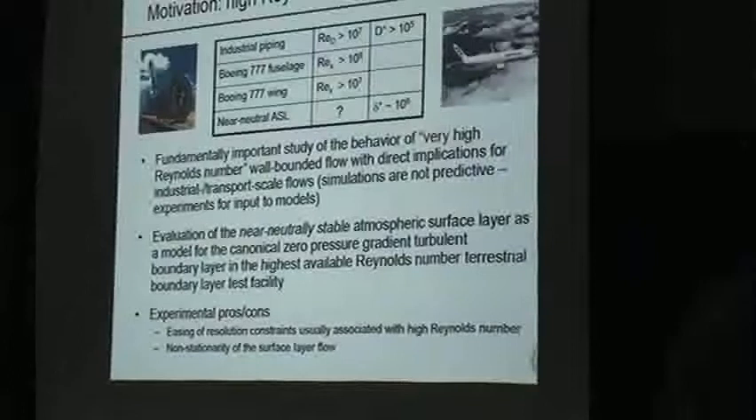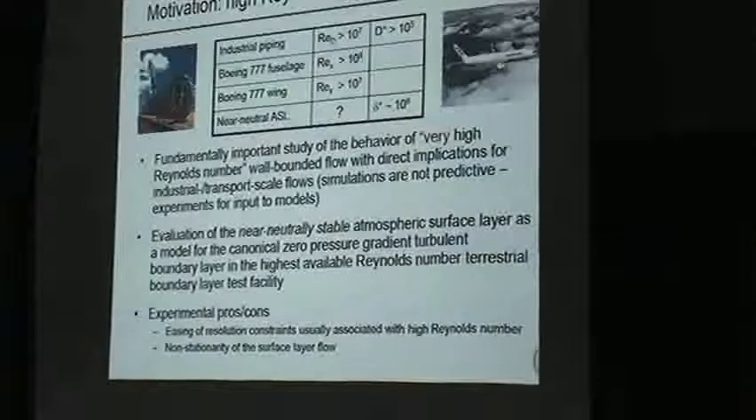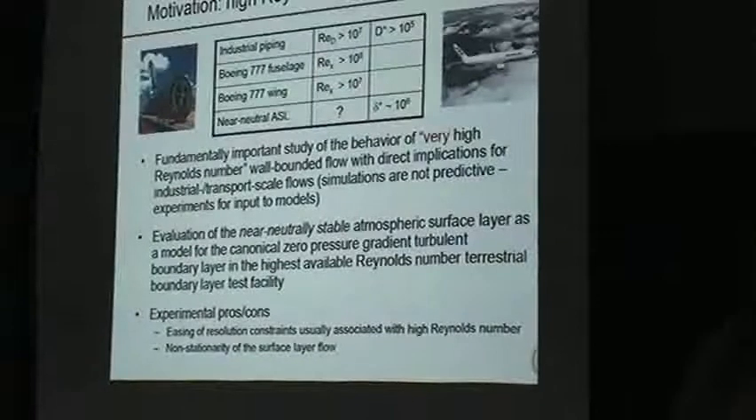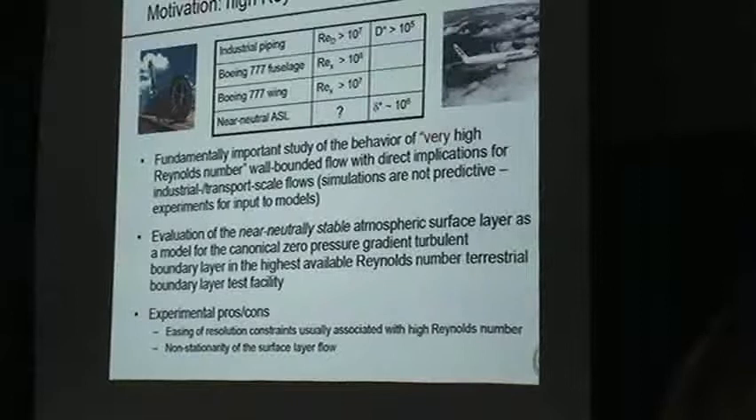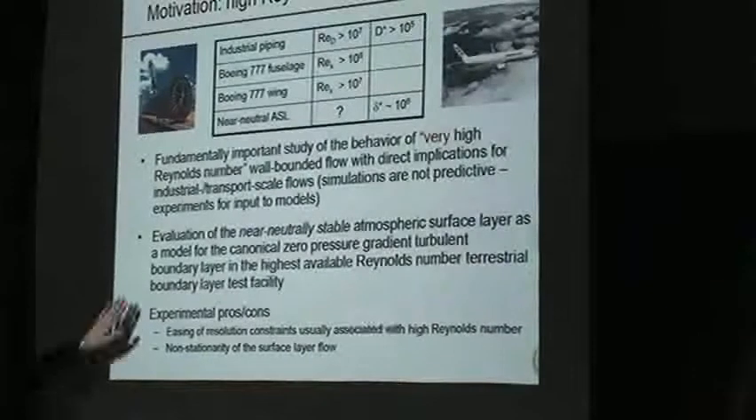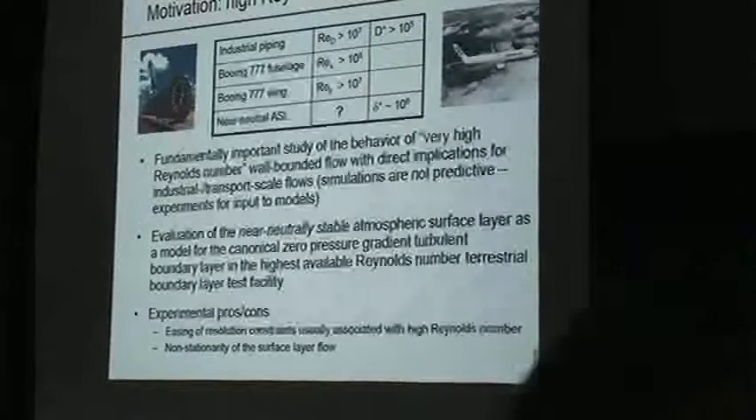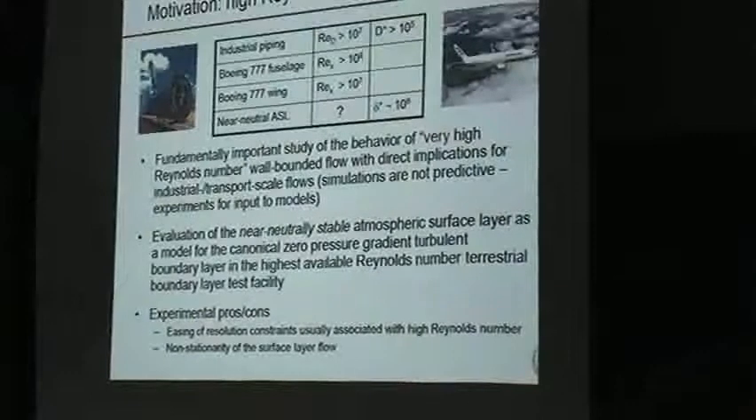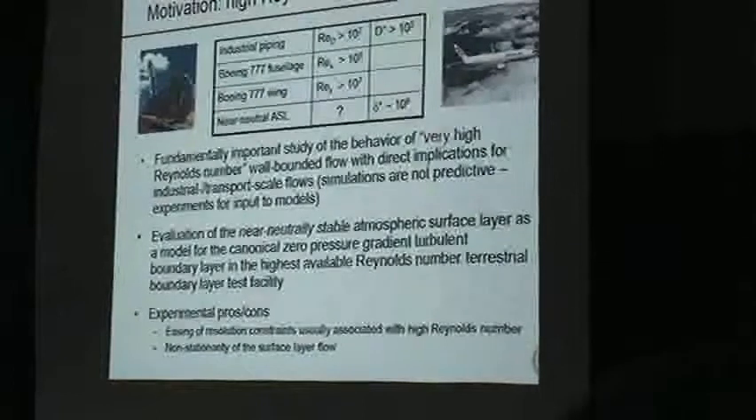So we will use the near neutrally stable atmospheric surface layer as a model for a canonical high Reynolds number boundary layer. We like to say, or at least I like to say, that the surface layer is the highest Reynolds number terrestrial available facility that you have. If you start to think about a much higher Reynolds number, you start to talk about intergalactic distances.